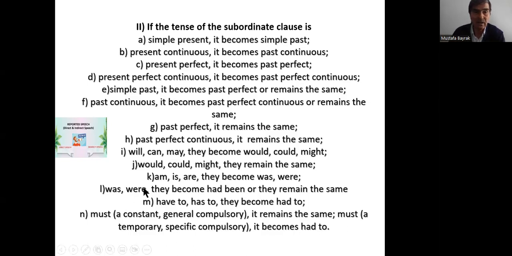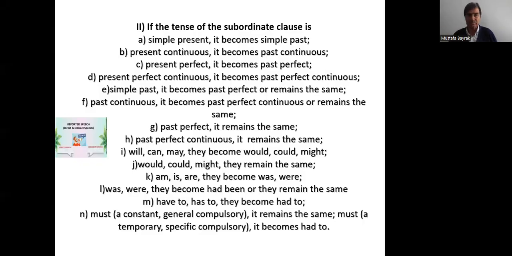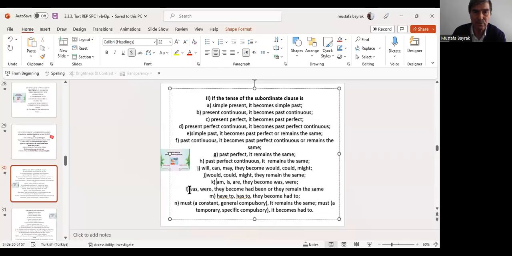Am, is, are become was, were. Was, were become had been, or they remain the same because they are the simple past of to be.